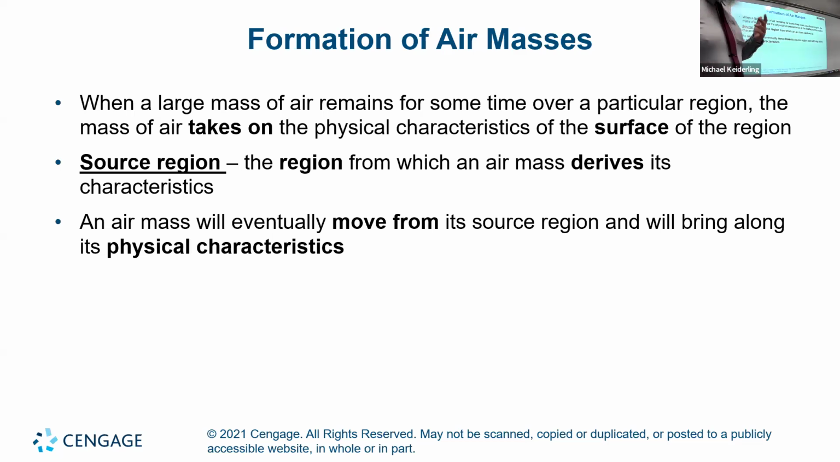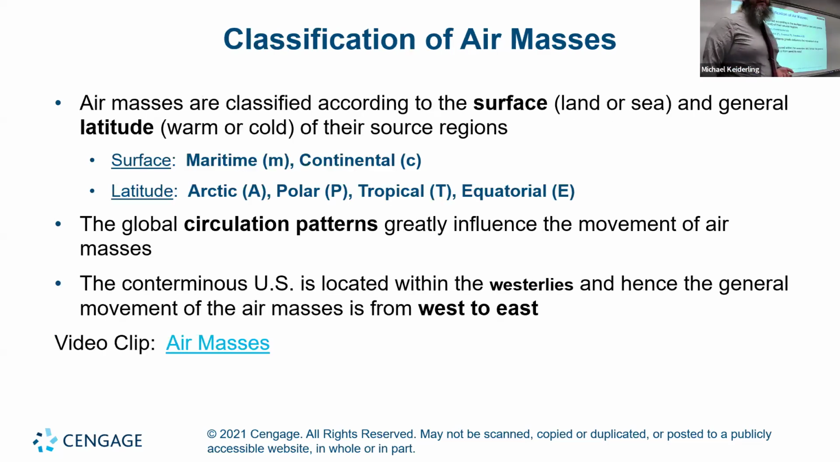But if you also had a large mass of air sitting over the American Southwest for a long time, it's going to be warm and dry. So an air mass picks up the properties of the region from where it derives its characteristics. This is called the source region. And an air mass will eventually move from its source region and will bring along its physical characteristics.